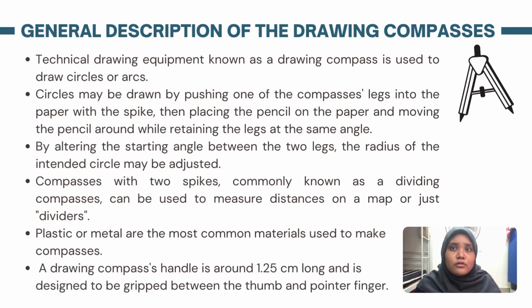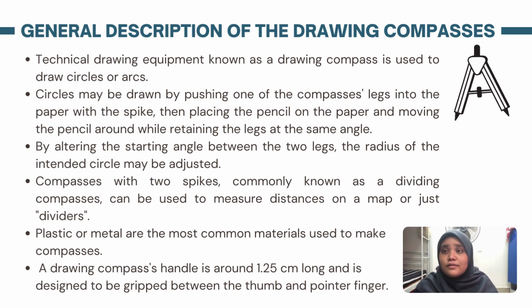Next, let's move on to the general description of the drawing compasses. A technical drawing equipment known as a drawing compass is used to draw circles or arcs. A circle may be drawn by pushing one of the compass's legs into the paper with the spike, then placing the pencil on the paper and moving the pencil around while retaining the leg at the same angle.